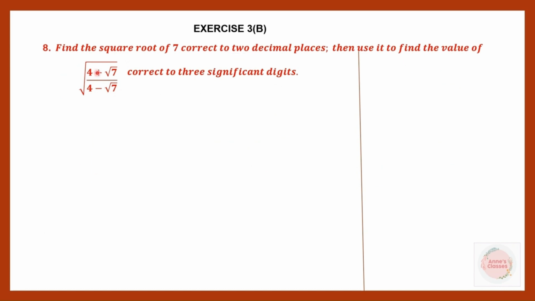So let's go ahead and find out. Now we have found the square root of 7. So let's write it down here and keep. Square root of 7 is 2.65. Now we need to work this out.